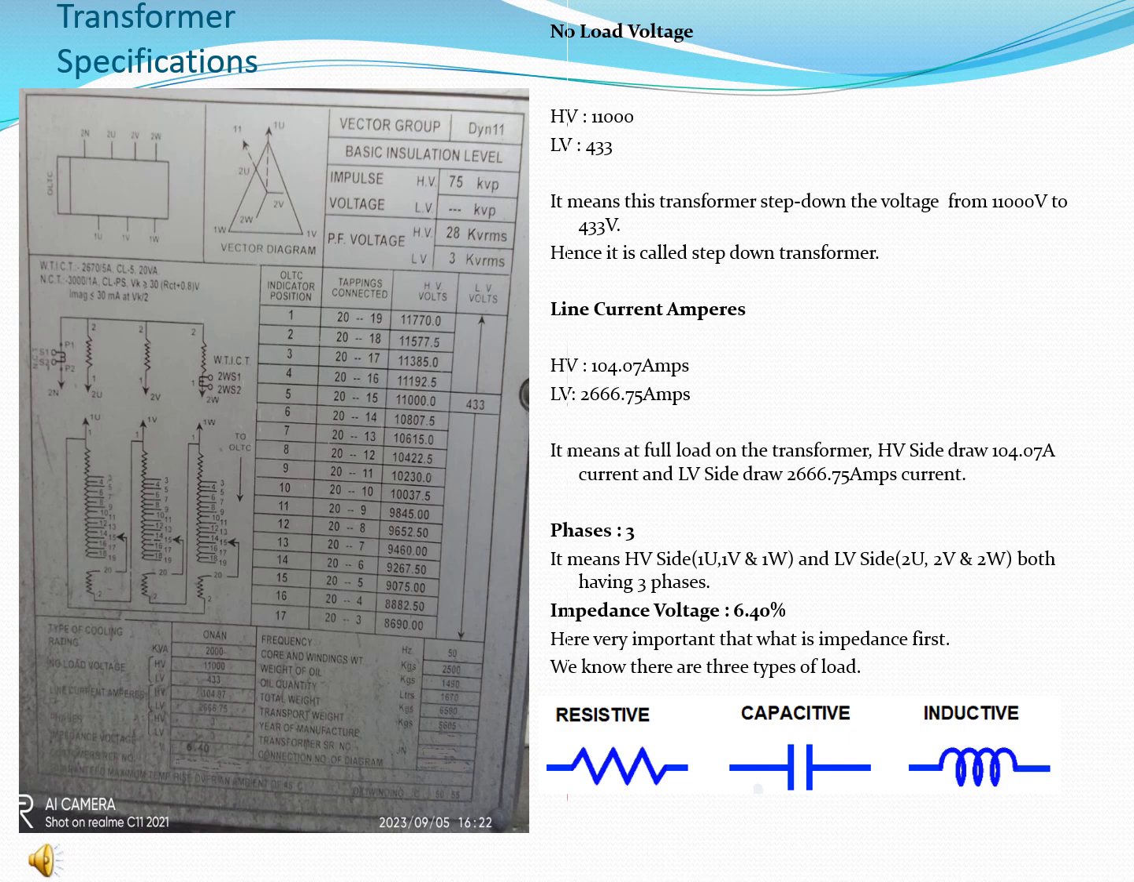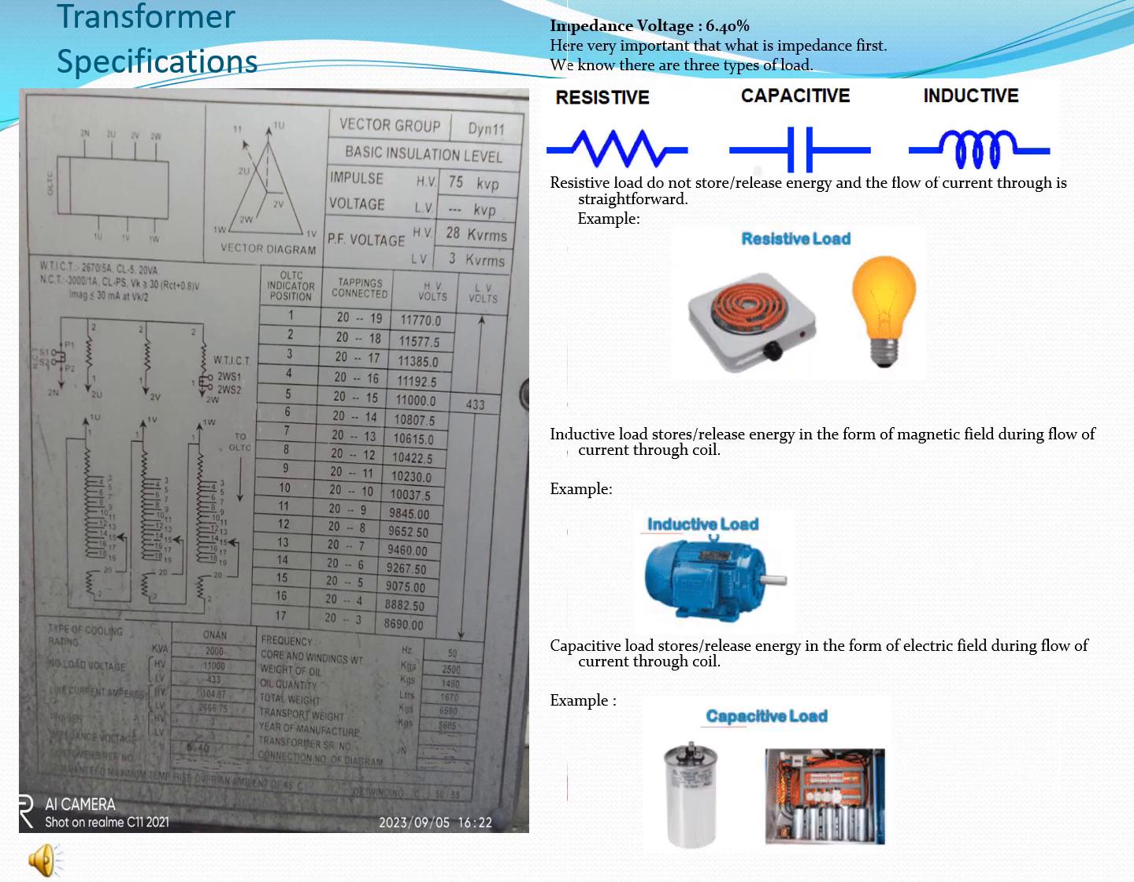It means that the HV side has 3 phases, which are mentioned as 1U, 1V and 1W in the vector diagram, and the LV side has 3 phases, 2U, 2V and 2W, which are also mentioned in the vector diagram. You can observe the vector diagram here, which represents the phases.